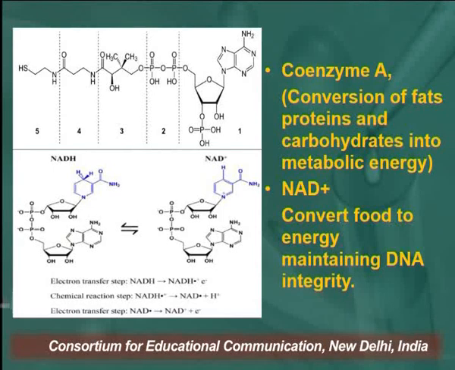Coenzyme A is a very important enzyme which is used to generate energy through biochemical processes, and this coenzyme A converts fats, proteins and carbohydrates into metabolic energy. So, this coenzyme A, you can see the structure, contains 5 parts. One part is sugar plus base, another part is the thiol group, the acetyl group. So, this coenzyme A is a very important enzyme and it is used to generate metabolic energy.